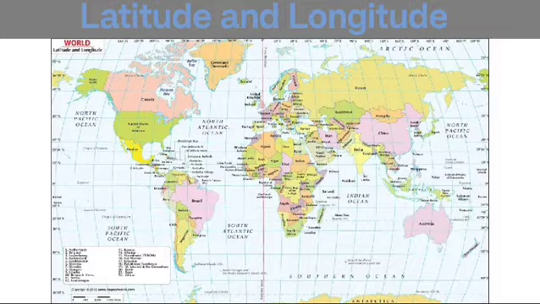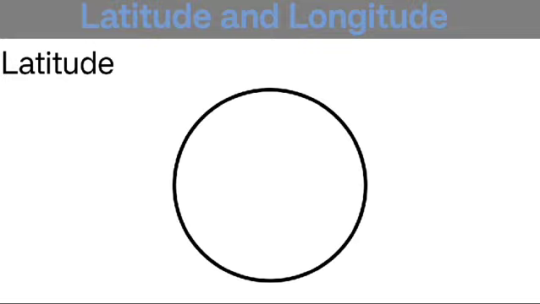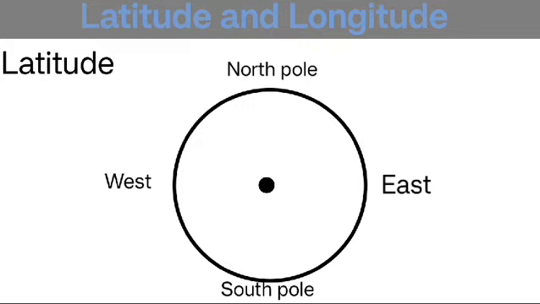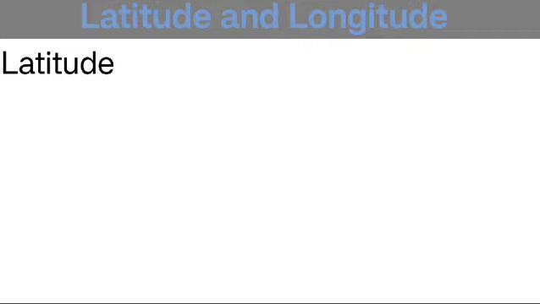Let's start with the latitude. As we know, Earth is spherical in shape. So now let's draw a circle. Imagine this circle is our Earth. If you stand here, this will be east, west, north, and south. But we call this North Pole and South Pole. Now let's draw a line from west to east. Now draw more lines from west to east. These lines are called latitude.